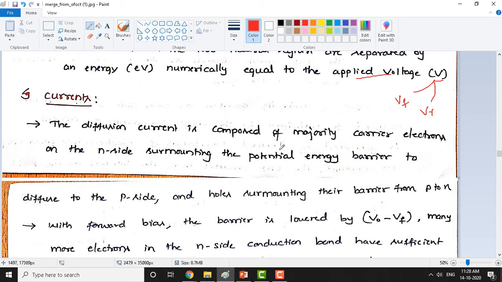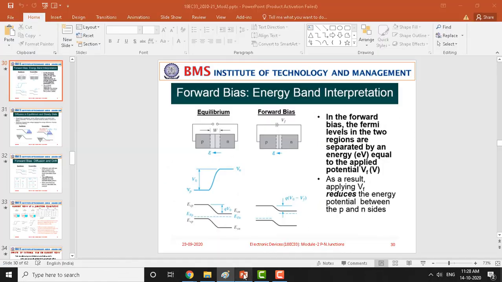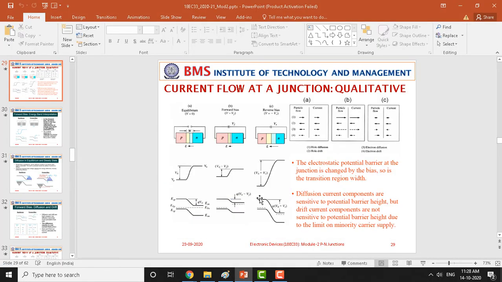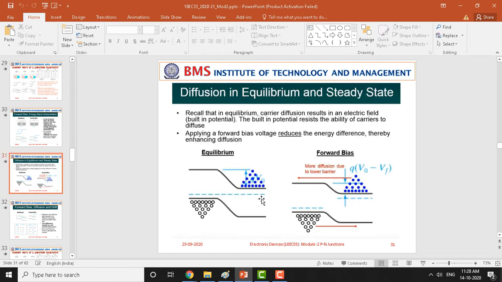Diffusion current is composed of majority carrier electrons on the N side surmounting the potential energy barrier to diffuse to the P side, and holes surmounting their barrier from P to N side. What do we mean by this? Again, you should have a look at this. This is what I am trying to explain. Look at this point, it is highly relevant to this diagram now.